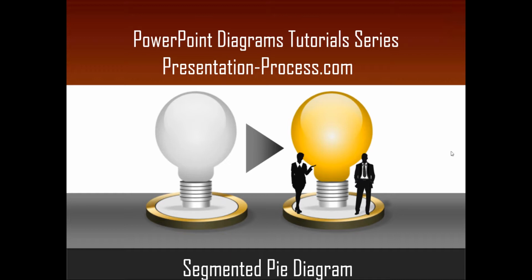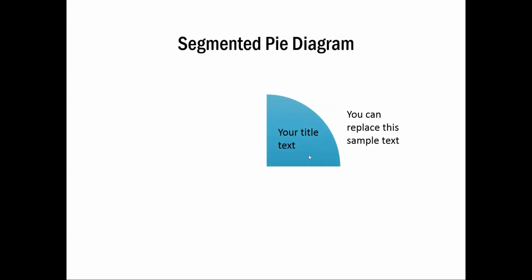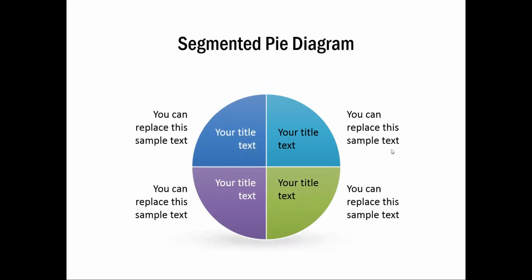In this edition of PowerPoint Diagrams tutorial series, you are going to learn how to create segmented pie diagram in PowerPoint. The diagram you are going to learn today looks like this, where you have one segment coming with associated text, second segment, third segment, and fourth segment. This is a very useful graphic if you want to represent any model which has four factors, like say SWOT analysis or PEST analysis, etc.